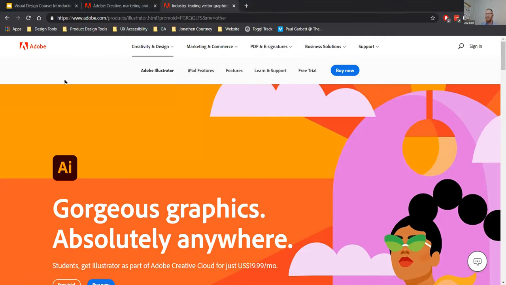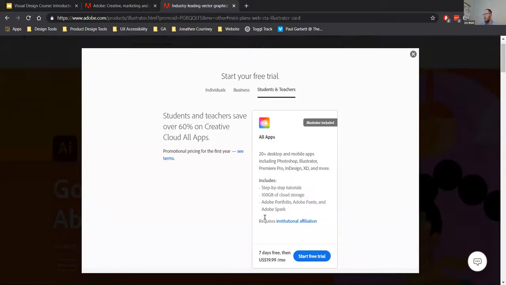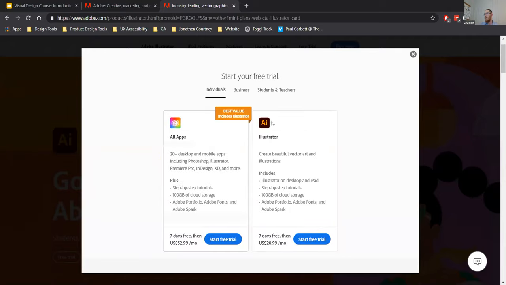There is no other version or other company that provides this. If we click on the free trial, 7 days free, and then it's $20 a month. I thought it was 14. Either I was wrong the whole time or it changed. This is specifically for students and teachers. You're going to have to have a school email. So if you just get, you're going to have to go to individual and then Illustrator and $21 a month. So let's click that.